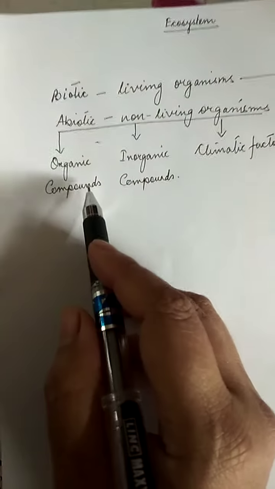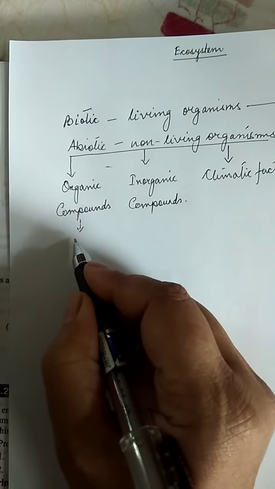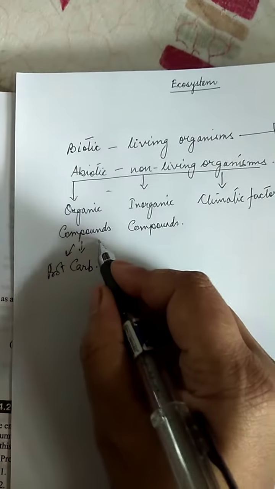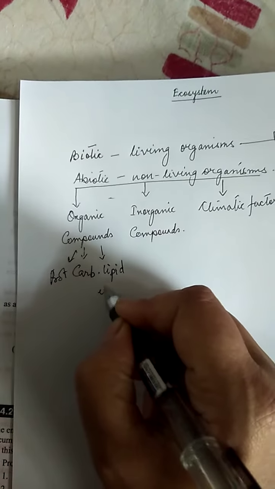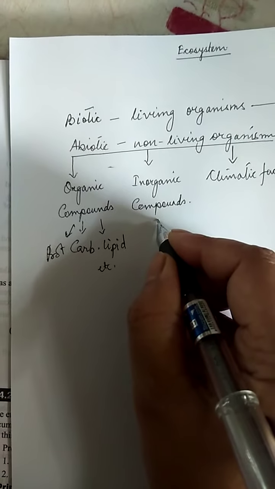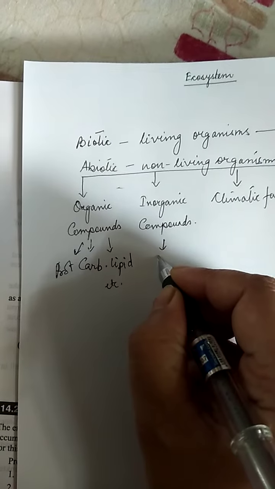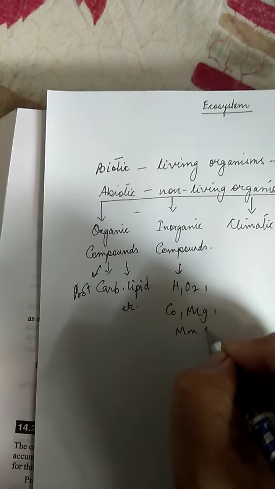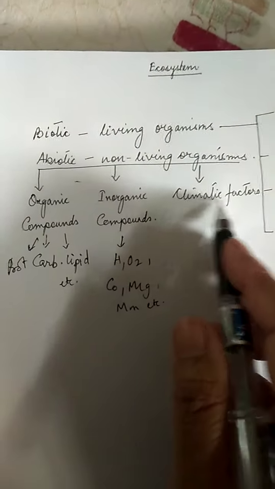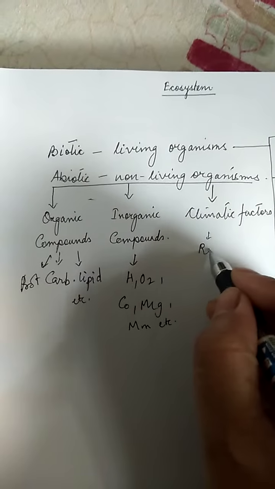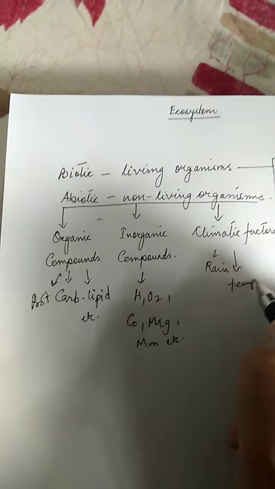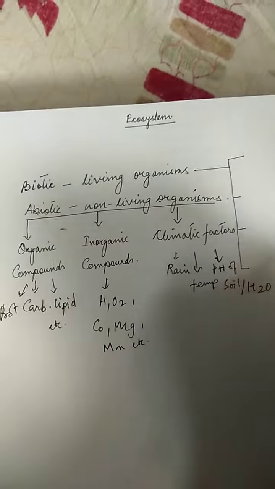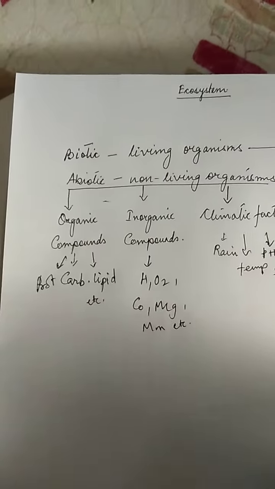The organic compounds, for example, you will find carbohydrate, then protein, then lipid, etc. Inorganic compounds, all of you know, can be hydrogen, oxygen, then cobalt, magnesium, manganese, etc. Right? And climatic factors. Climatic factors, you can say rain, then temperature, then pH of soil or water, etc. Right?